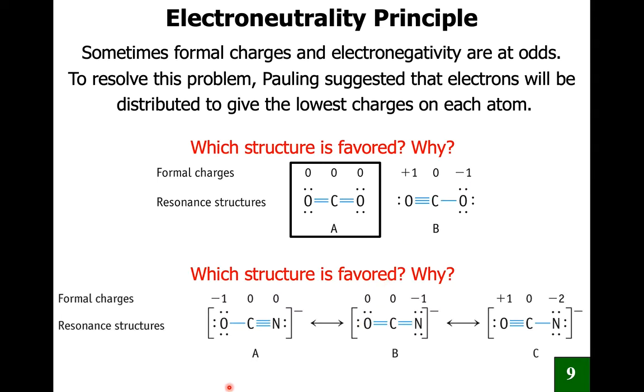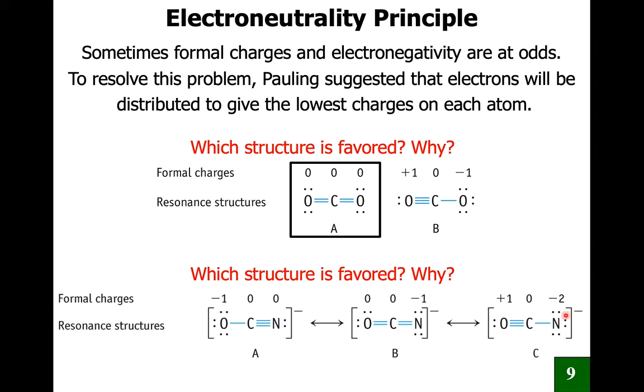Let's look at something slightly more complicated, OCN, the cyanate anion. So there are 3 different structures, same deal here, where we can have a single bond and a triple bond, 2 double bonds, or a triple bond and a single bond between the atoms. Because of how the electrons get assigned, structure A puts a negative charge on the oxygen, structure B puts a negative charge on the nitrogen, and structure C puts a positive charge on the oxygen and a 2- charge on the nitrogen.